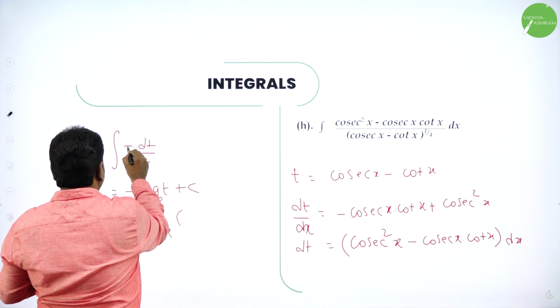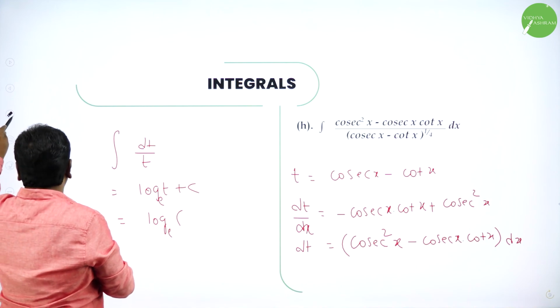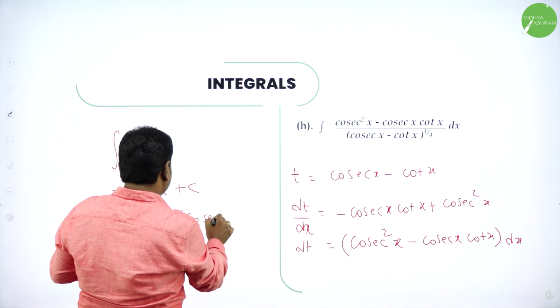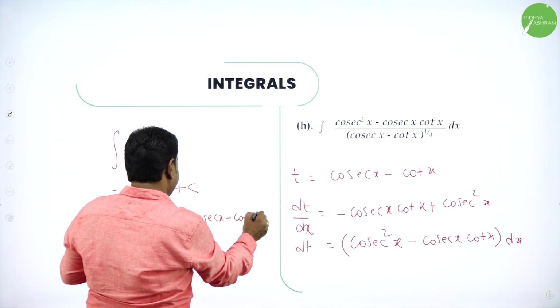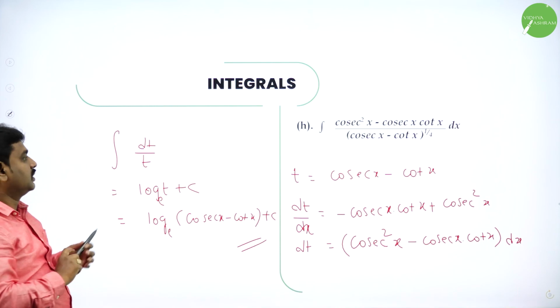Then integration of 1 by t is log t plus c. So substitute for t. What is the t value? Cosecant x minus cot x, plus c. That's the answer.